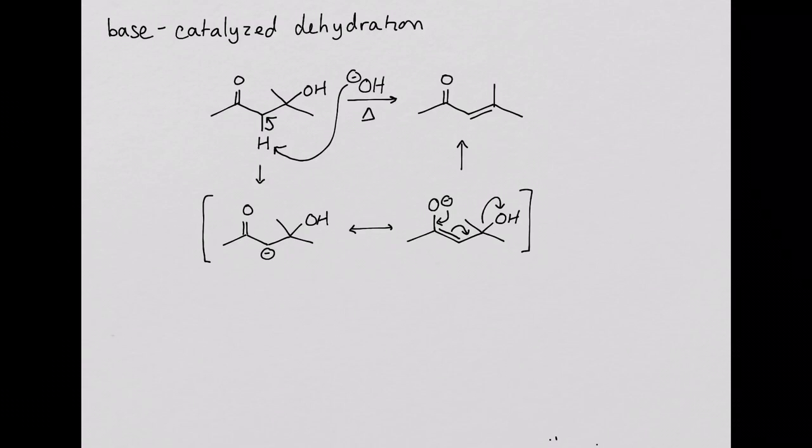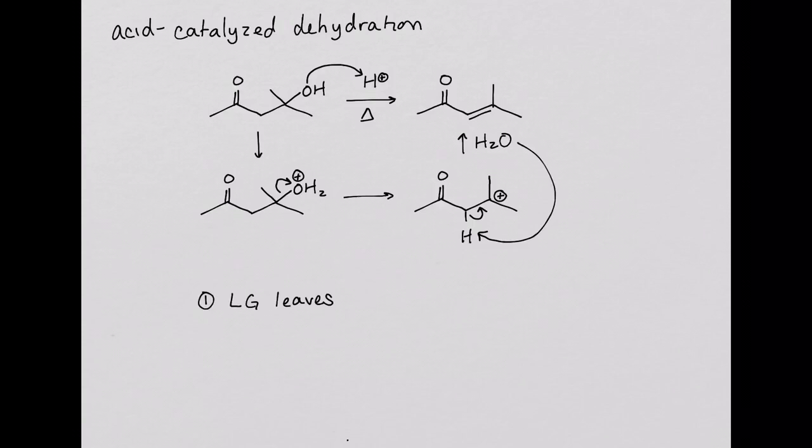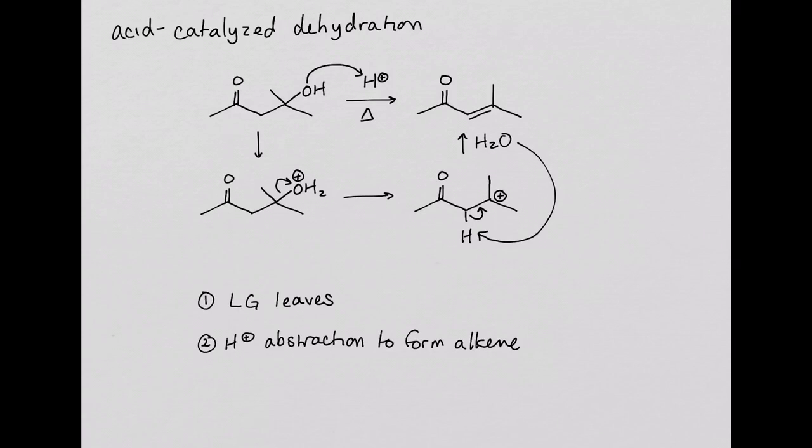Notice that these two mechanisms are very similar. The same steps happen, but in different orders. In the base-catalyzed dehydration reaction, the proton is abstracted first, followed by the loss of a leaving group to form the alkene. In the acid-catalyzed mechanism, these two steps happen in the reverse order. First, the leaving group, water, leaves, followed by proton abstraction to form the alkene.